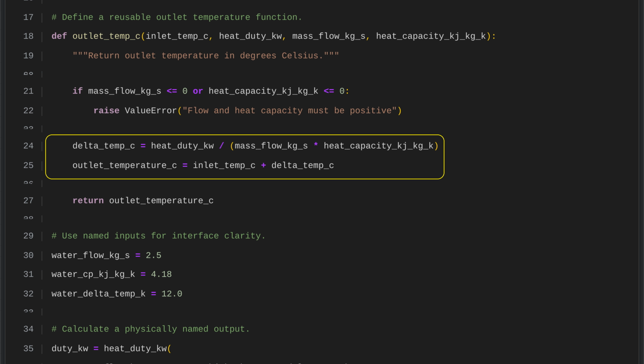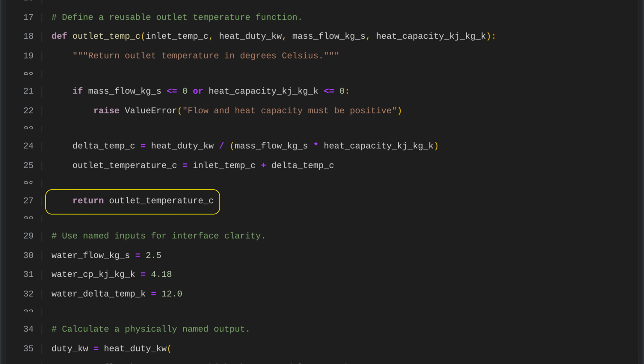To find the fluid's outlet temperature, first calculate the temperature increase by dividing the heat duty by the mass flow rate times the heat capacity. Then add that increase to the inlet temperature. The result is the final temperature after the fluid absorbs the specified heat.